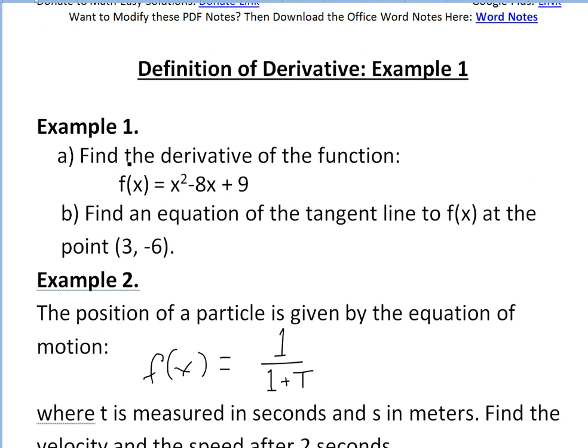Example one basically states: find the derivative of this function f(x) equals x squared minus 8x plus 9, while using the definition of derivative, and also find an equation of the tangent line to f(x) at the point (3, -6).